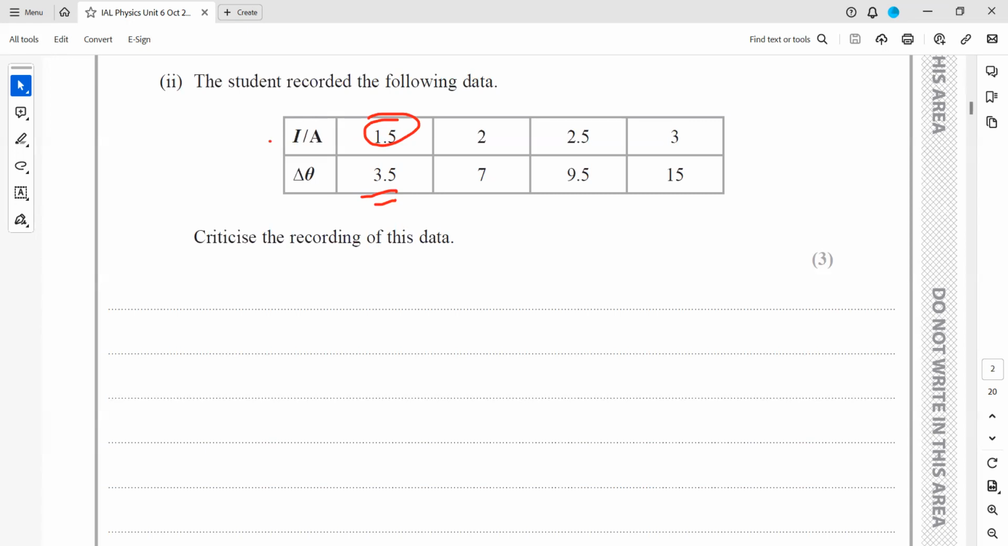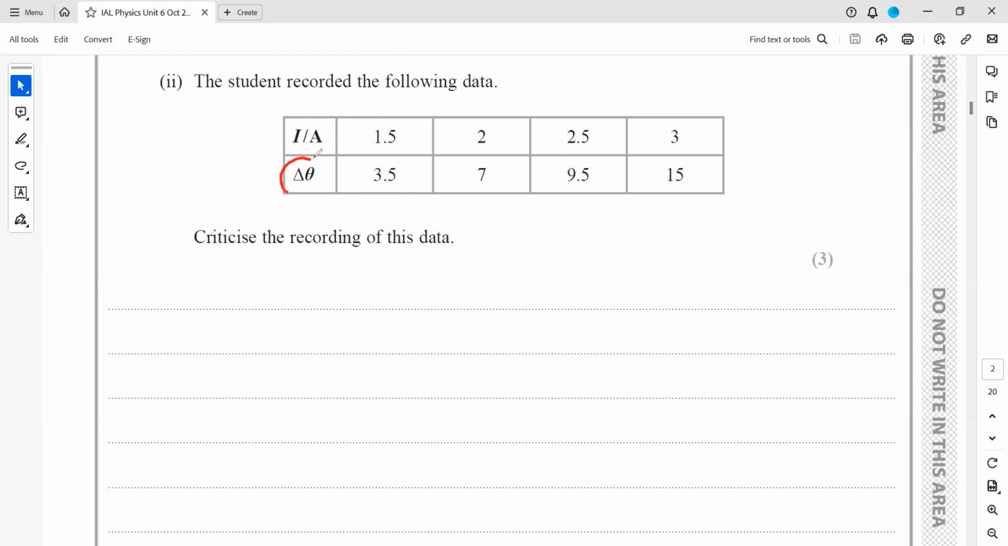And another thing: this is the data which he recorded, and he directly entered the change in temperature. For accuracy, as the student is investigating the heating effect, he should measure the initial temperature and the final temperature, and then take the difference to work out the temperature change. But in this case the student is directly recording a temperature change, which is something we should calculate, measuring the initial and the final temperature.